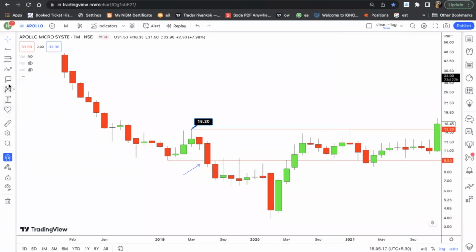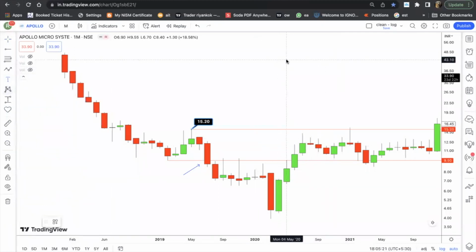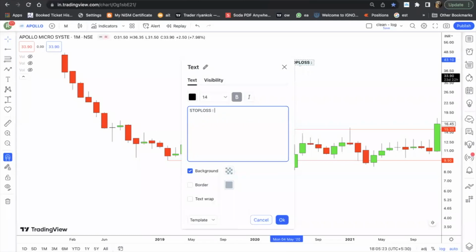And as a general thumb rule, let me also tell you how to keep stop loss here. So stop loss is generally kept either at previous swing low. If previous swing low is more than 35%, then breakout candle low will be the stop loss.